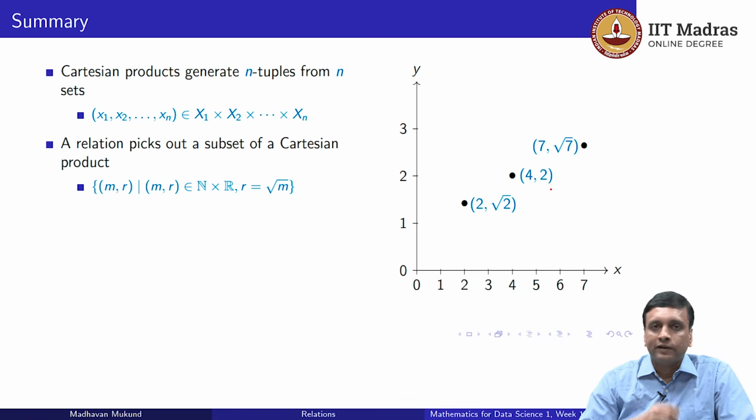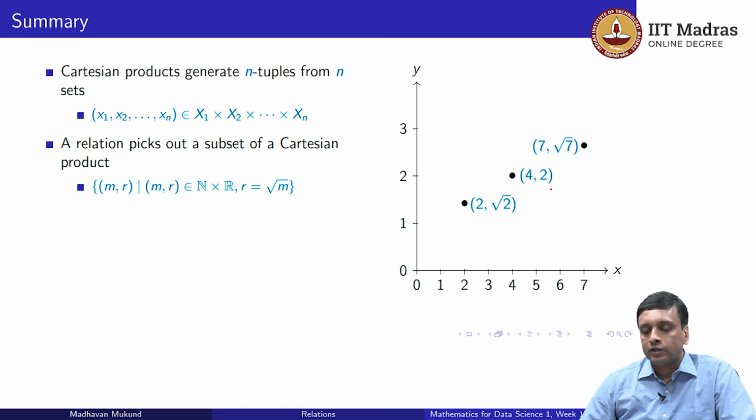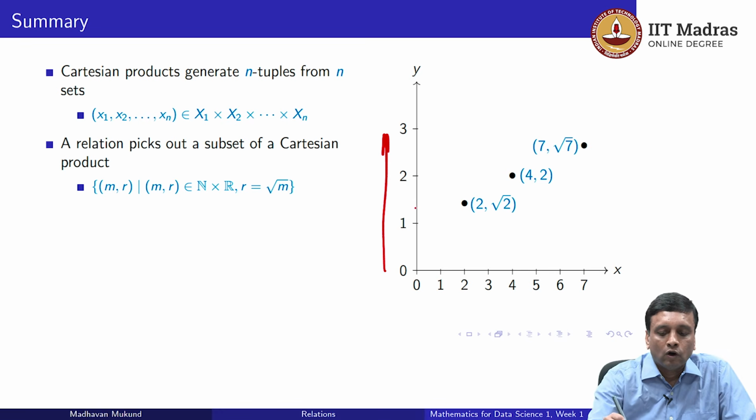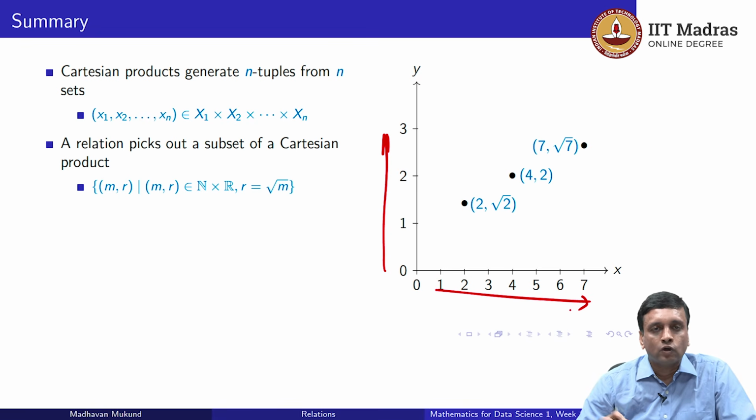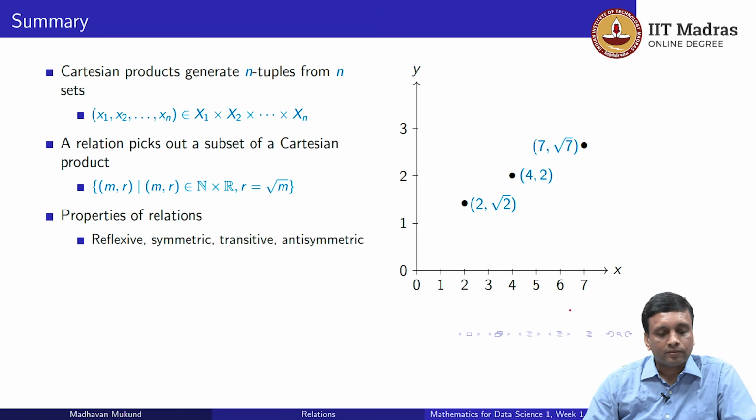So here on the right, we show one picture of this. There are some elements like 2 comma square root of 2, 4 comma 2, 7 comma square root of 7 and so on. Now just notice that in this picture, the y-axis is elongated compared to the x-axis. So this is not in some sense to scale in both dimensions, because the square root function behaves like this.